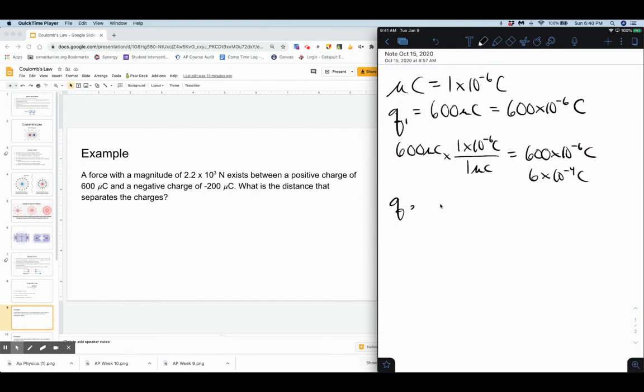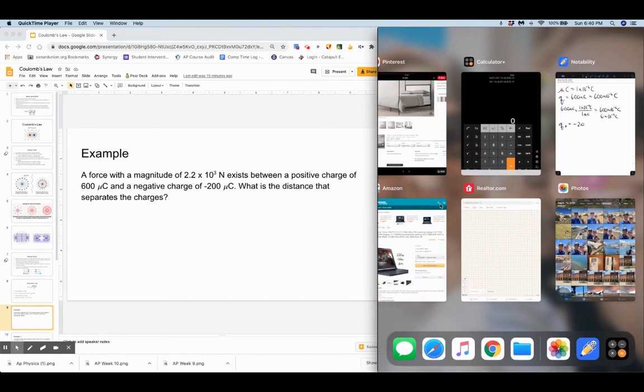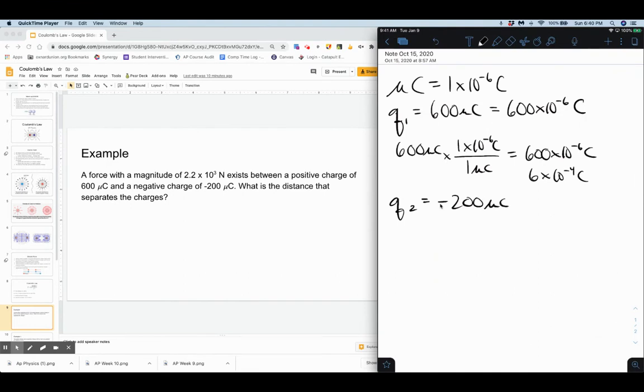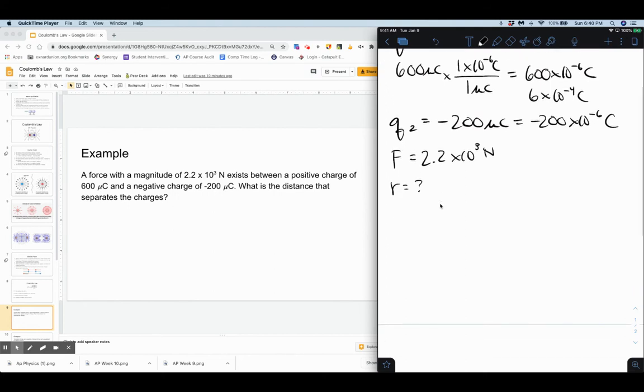Our second charge, Q2, is equal to negative 200 microcoulombs, which is negative 200 times 10 to the negative 6 coulombs. And then we know that the force between the two is 2.2 times 10 to the third newtons. And then we want to know the distance that separates the two, so we want to know what R is. Okay, so we know that force is equal to K times Q1 times Q2 over R squared. Again, this is the other way that you can write this equation. It means the same exact thing.